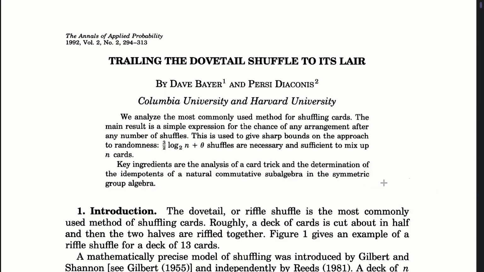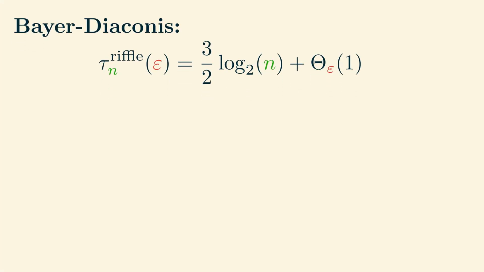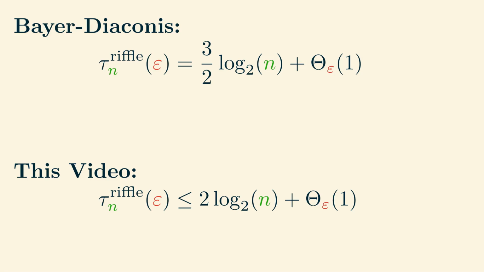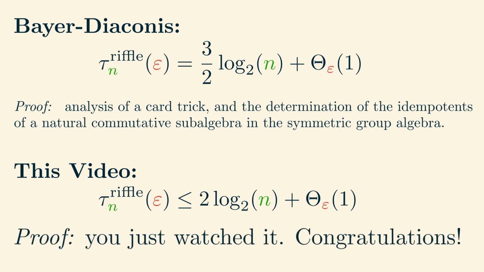But I want to point out that we already got pretty close to their result, at least in an asymptotic sense. Their paper says that the mixing time of the riffle shuffle is about 3/2 times log base 2 of n. Remember, we got 2 times log base 2 of n ourselves without too much work. So, if you don't want to read about determining the idempotence of commutative subalgebras in the symmetric group algebra, well, you might as well just shuffle 5 more times.